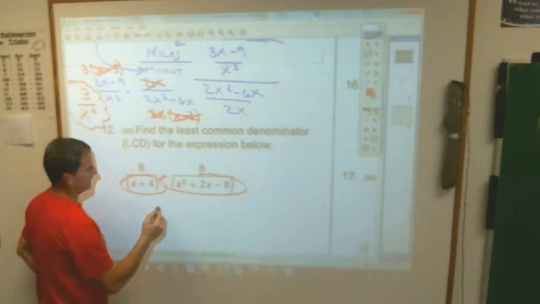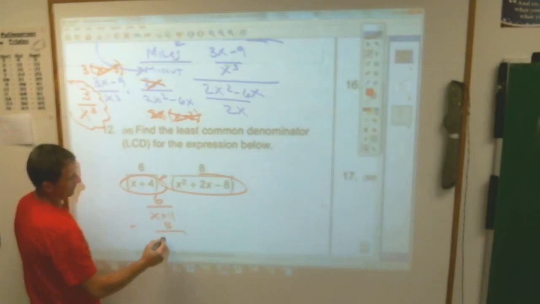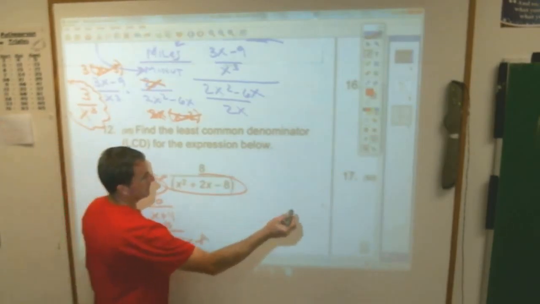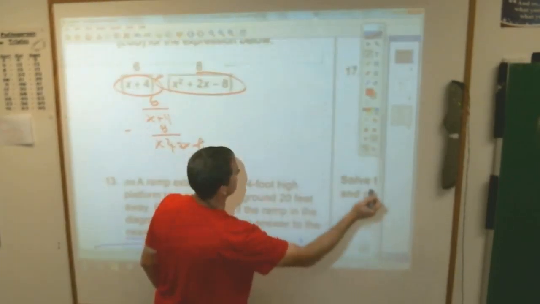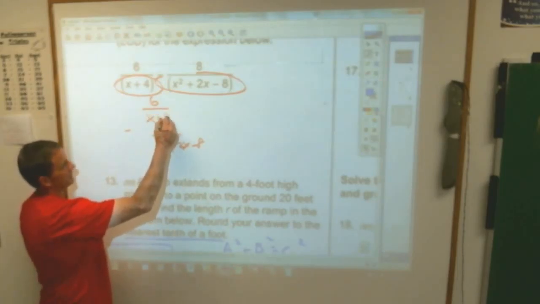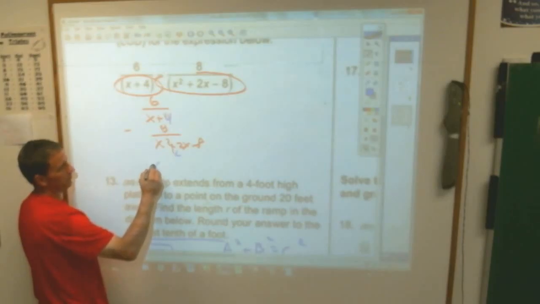If you are adding these fractions together, let me just write that out. It doesn't even matter whether it's plus or minus. 8 over x squared plus 2x minus 8. If you were adding those together, what would be your common denominator? Well, in order to figure that out, you need to factor this. And that factors into what?